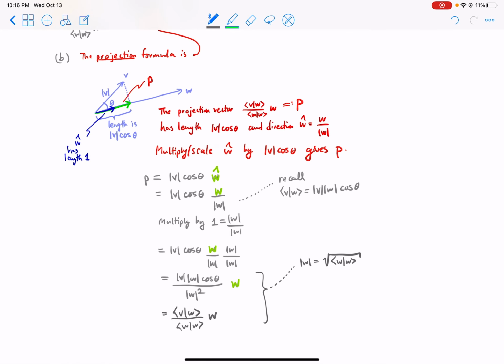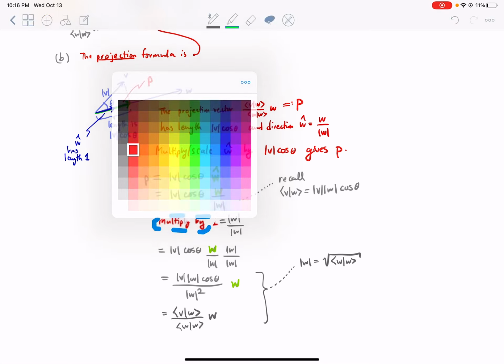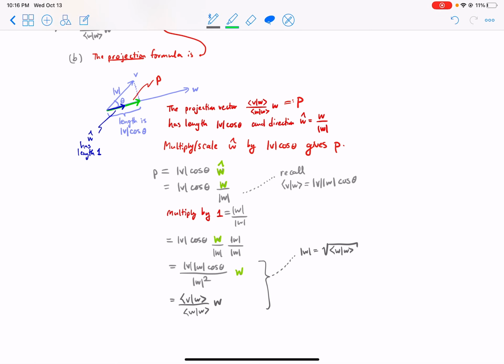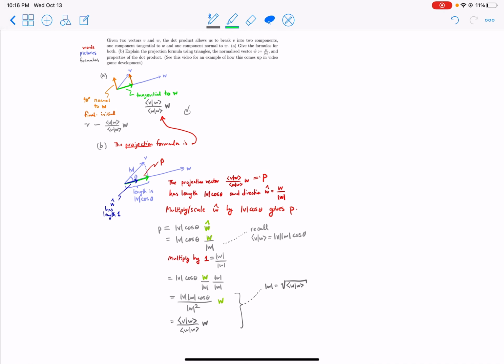So maybe this part should be in red, because it's sort of words. I'm explaining between the formulas. But you see that we have it. We've explained it using triangles. There's the triangle. There's the normalized vector. And properties of the dot product, like these properties of the dot product. I think that's it.